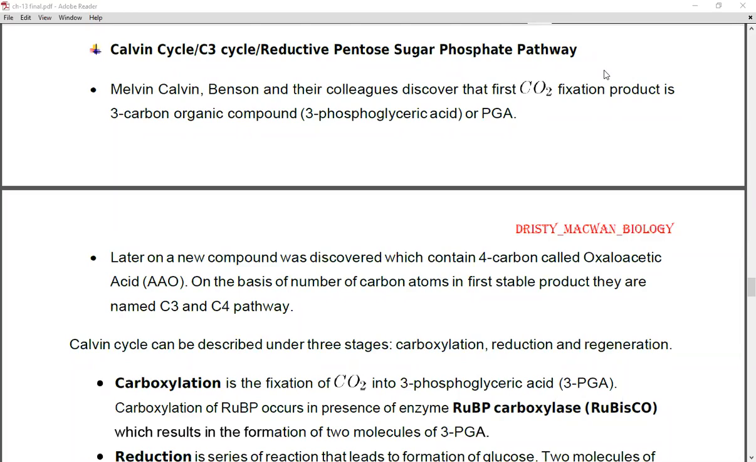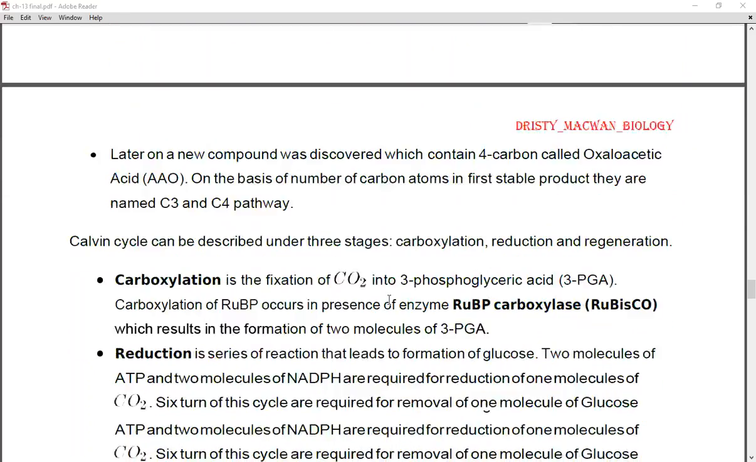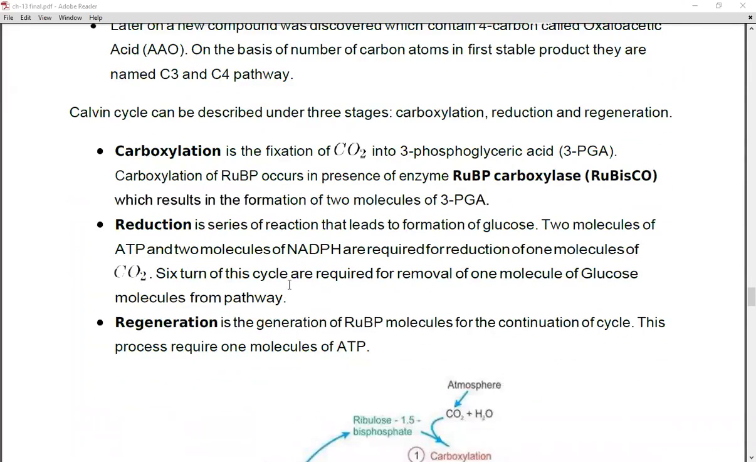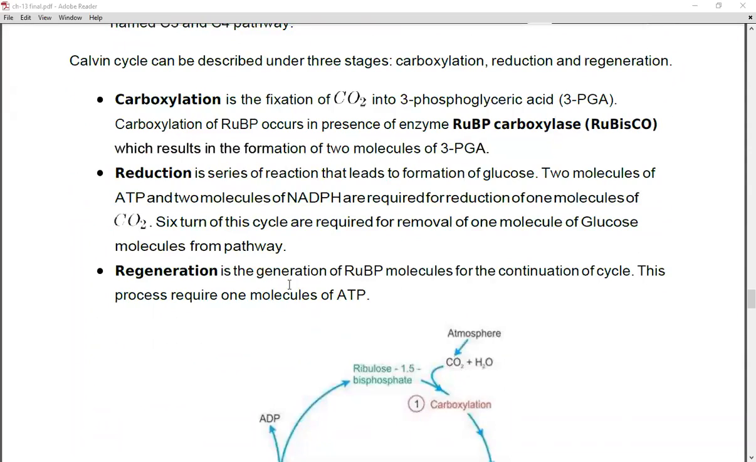A new compound was discovered, which contained 4 carbons, right? That 4-carbon compound was oxaloacetic acid, which is simply said as OAA. Now, on the basis of the number of carbon atoms in the first stable product, they are named the C3 and C4 pathways. So if a 3-carbon stable product is there, it is known as the C3 pathway, and if a 4-carbon stable compound is present, it is known as the C4 pathway, right? We are going to see the difference between both of them, but before that, first we will see the exact Calvin cycle.